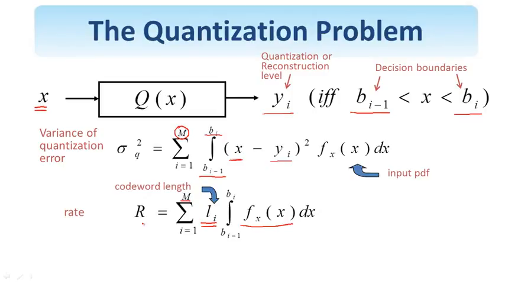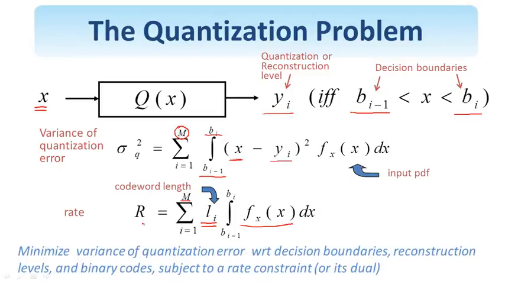So formally, the optimal quantizer results from the minimization of the variance of the quantization error with respect to the decision boundaries, the reconstruction levels, as well as the binary codes, subject to a rate constraint. Or we can deal with the dual problem, which is the minimization of the rate with respect to decision boundaries, reconstruction levels, and binary codes, subject to a constraint on the allowable quantization error.